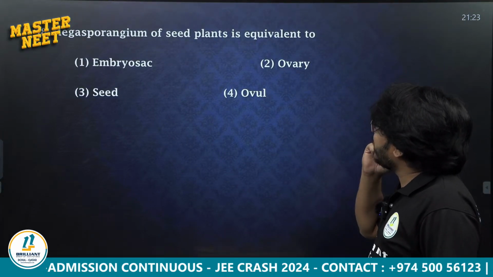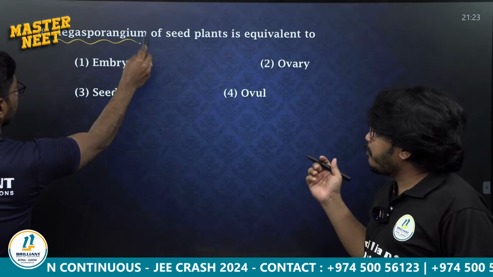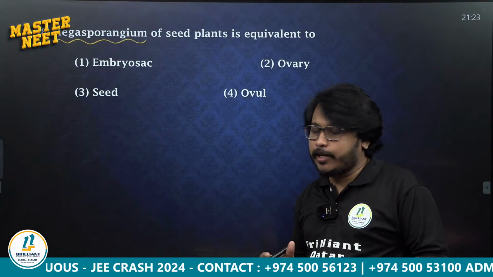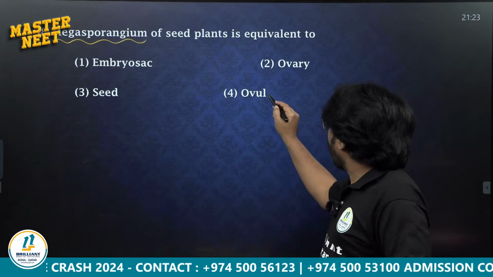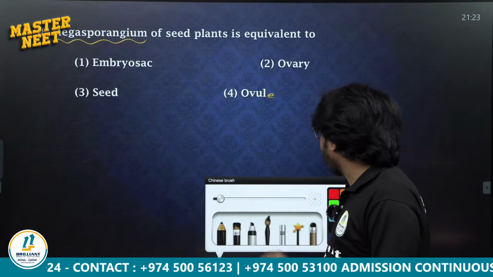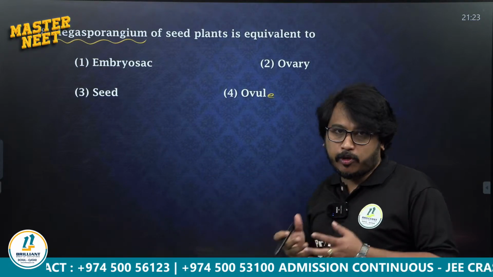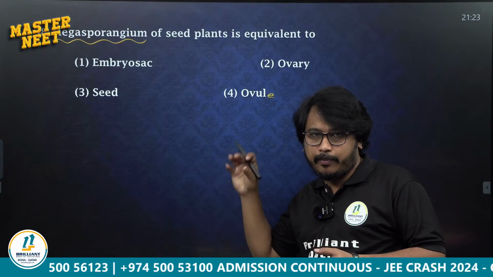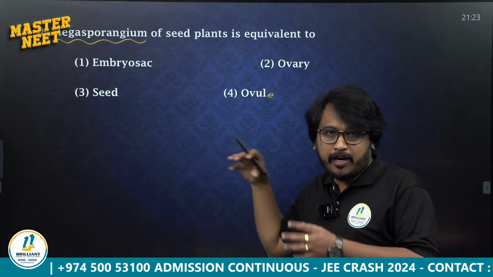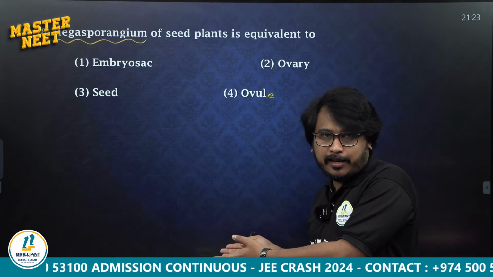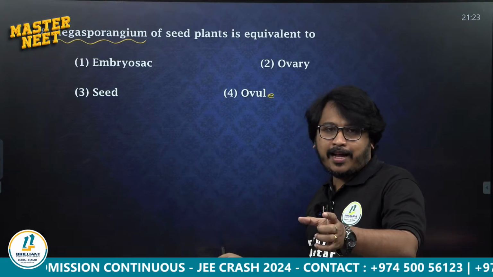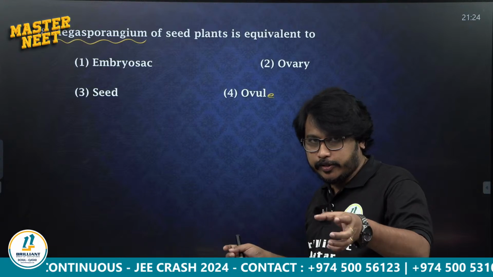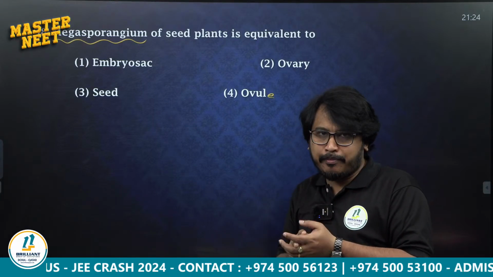Megasporangia of seed plants is equivalent to... Don't make a mistake here. Megasporangium is equivalent to the ovule. So the ovule represents the megasporangium. Structure of the ovule, hope you know about that. There is a funicle, the point of attachment is the hilum, the basal part is the chalaza, and there are integuments, bitegmic integument, and a micropyle, and inner to that the nucellus. Then at the center there is the embryo sac.